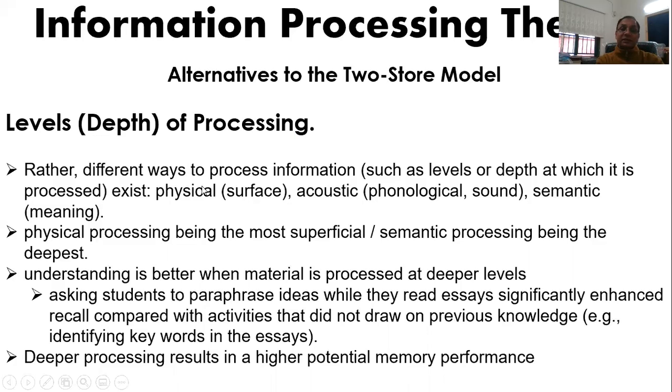So we look at different ways, such as levels of depth at which information is processed. For example, if you're looking at photosynthesis, you might be looking at, okay, this happens, this happens, this happens, that's it. But then you're going to look at, okay, let's see, some conditions have changed outside in the environment. So how is it going to affect the process of photosynthesis?